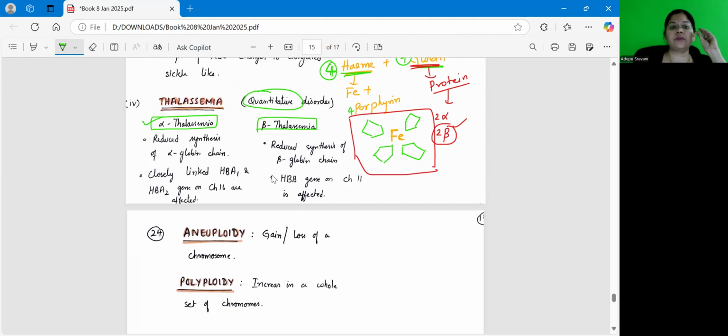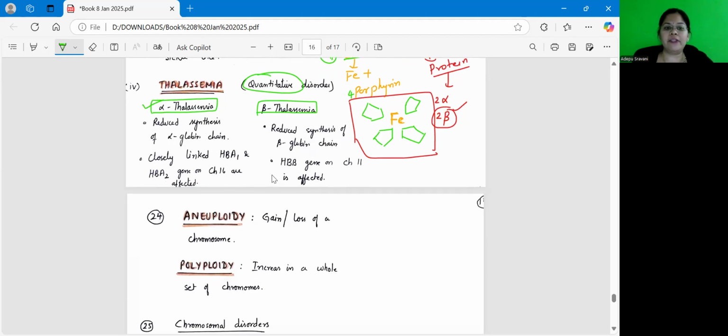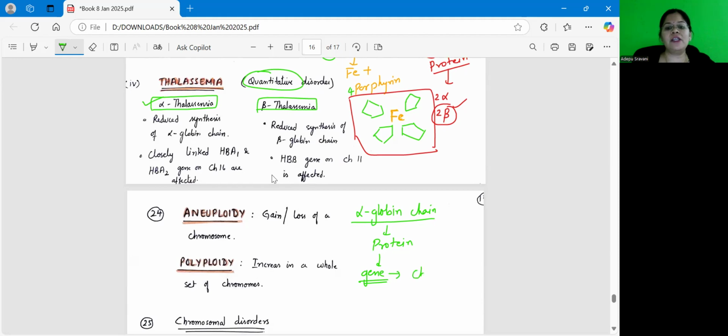Okay. Now, what happens here is alpha thalassemia. Okay, please try to understand here again. Alpha thalassemia, I told you, is due to the disorder in alpha globin chains. Now, alpha globin chain is nothing but a protein, isn't it? And how do we get this protein? Due to a gene. Yes, gene expression leads to the formation of protein. Now, where exactly is this gene present? This gene is present in chromosome number 16.